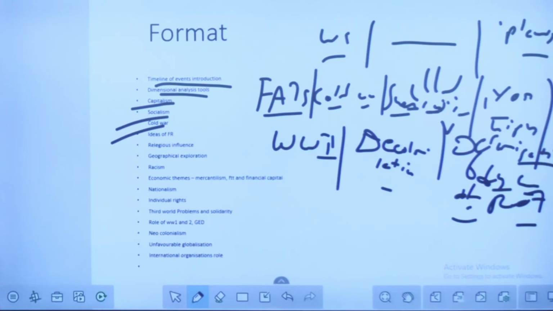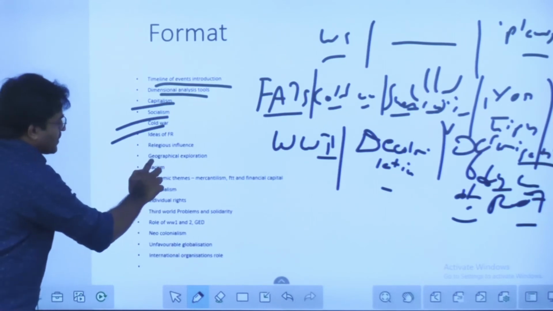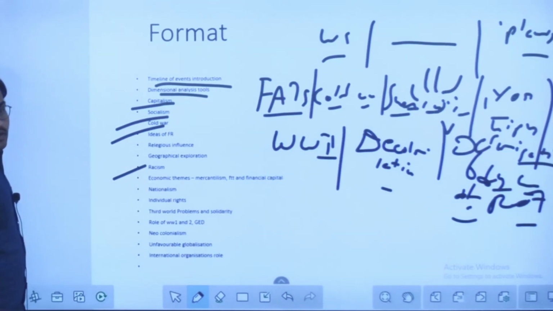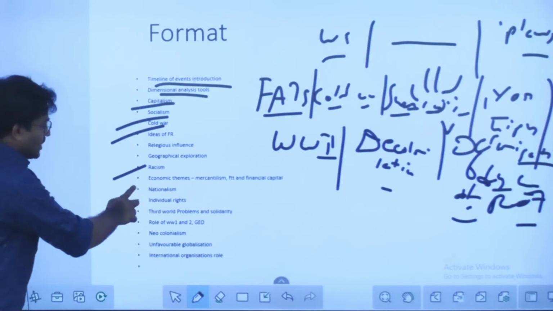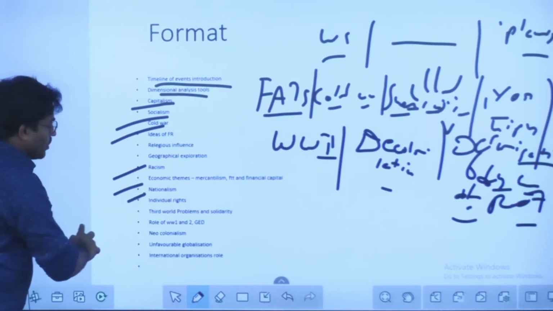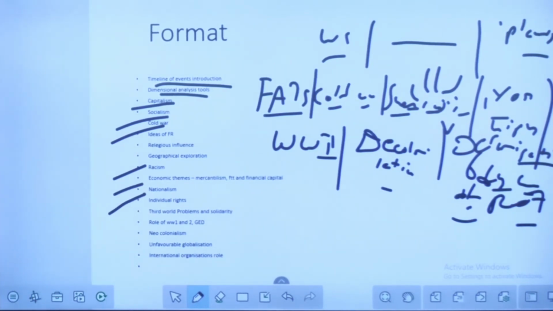There is a factor of spread of socialism. Yes or no? There is a factor of Cold War. See, I'm telling you how you can possibly apply. Then after this, you have the influence of racism as one more factor. Yes or no? Then after that, nationalism I have included. Then there is the rights-based movement after the formation of UN. That is also a contributory factor in decolonization.